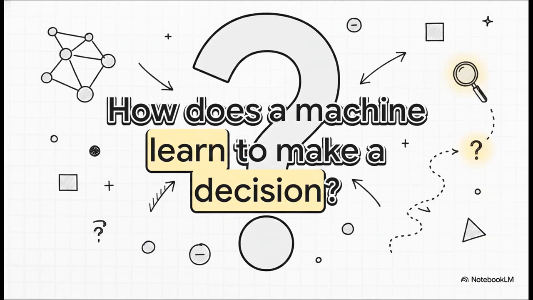So how does a machine actually learn to make a decision from absolute scratch? I mean, that really is the million-dollar question, right? Rather than starting with complex calculus or talking about massive data centers, we're going to answer this by going on a little mission. We're going to figure out a completely unknown rule from scratch, and we're going to do it exactly the way a basic AI model does.